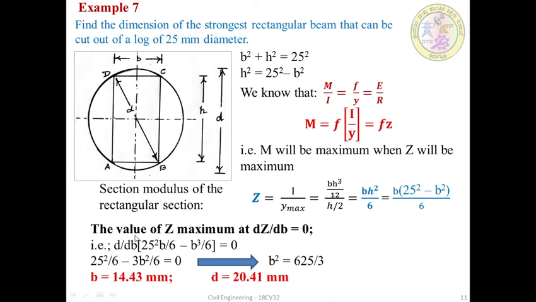After applying the partial differentiation, we got b square is equal to 625 divided by 3. After taking the root, we get b equal to 14.43 millimeters, and substituting the value of b in the above equation, we get d equal to 20.41 millimeters. Thus the strongest rectangular section that can be cut from a circular log has breadth 14.43 millimeters and depth 20.41 millimeters.